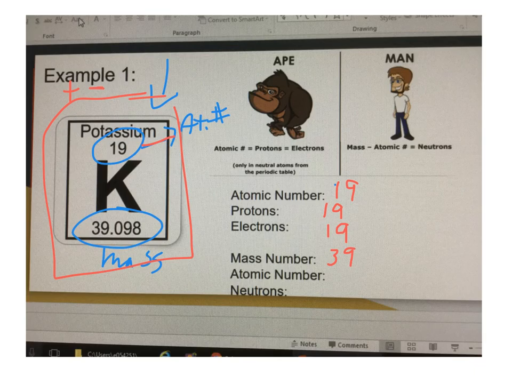My atomic number is 19, and this is how I'm going to figure out my neutrons. Because your protons plus your neutrons is what gives you the mass, right? So mass is 39 minus 19. This is going to give you a 20. This would be your neutron number. Okay, and that's it.